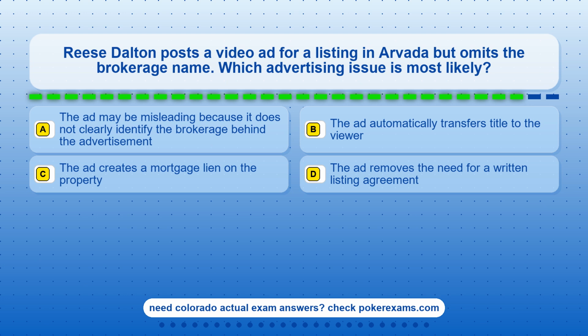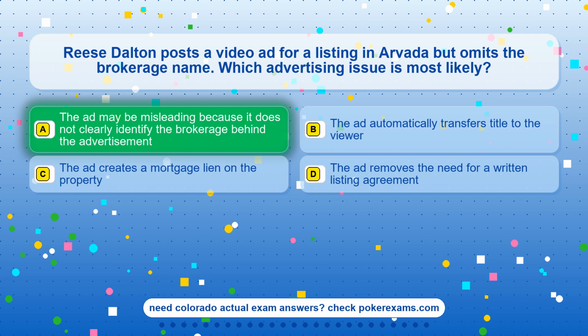Question 10. Reese Dalton posts a video ad for a listing in Arvada but omits the brokerage name. Which advertising issue is most likely? Option A. The ad may be misleading because it does not clearly identify the brokerage behind the advertisement. Option B. The ad automatically transfers title to the viewer. Option C. The ad creates a mortgage lien on the property. Option D. The ad removes the need for a written listing agreement.